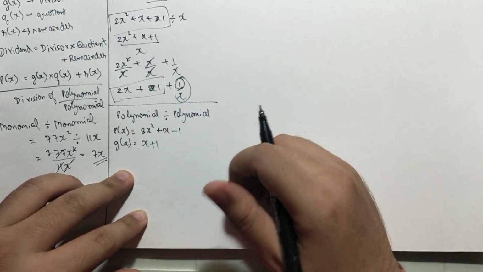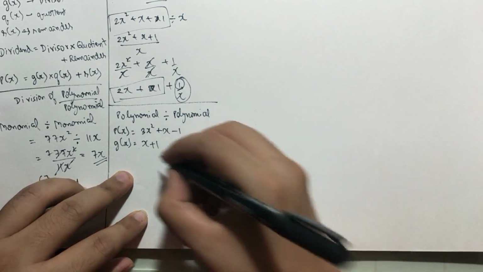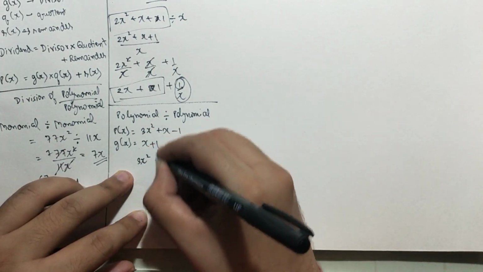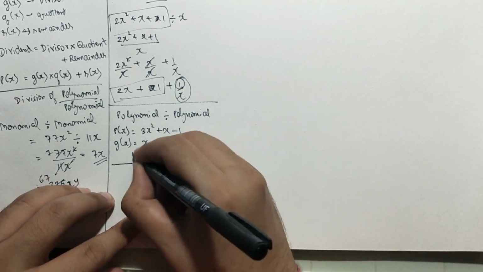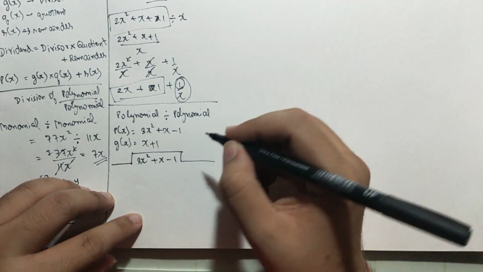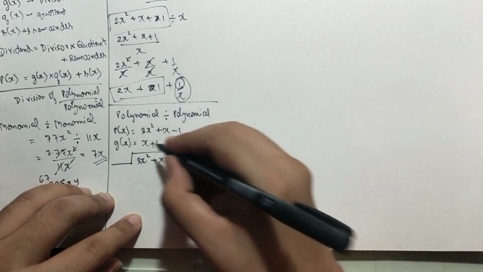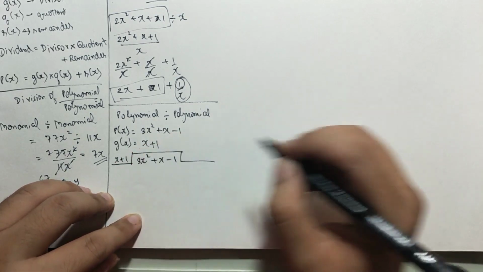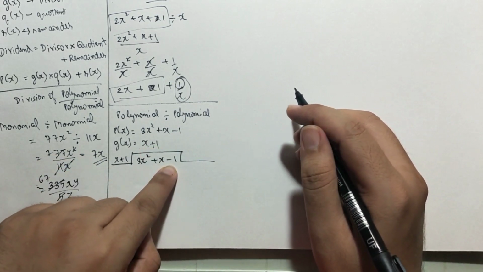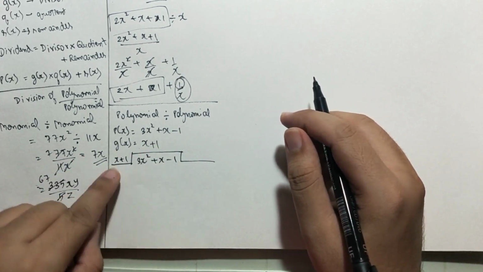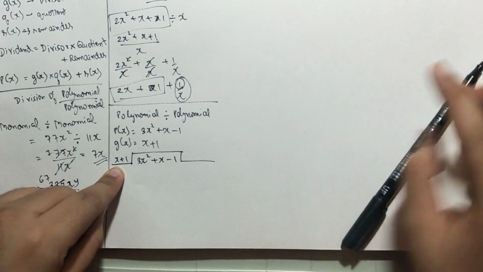We will go the same way as we go for the long division method. 3x square plus x minus 1 is my dividend. We cannot individually divide it, we will divide it in this way. I will divide it by x plus 1, which is my divisor. This is also known as the long division method.